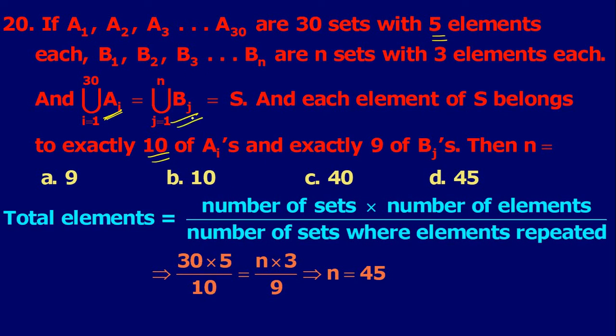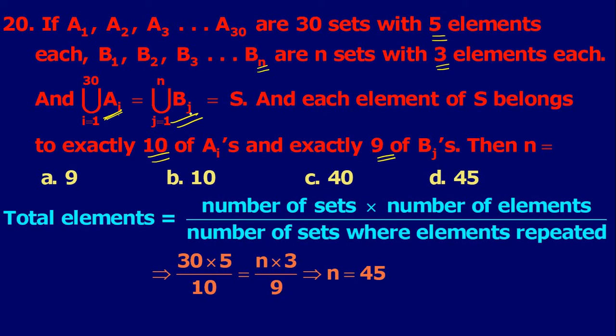Whereas we consider series Bj, that is there are n sets, and each set contains only 3 elements. So total number of elements is n into 3 divided by 9, that is each element is repeated in 9 sets. So here we get 30 into 5 divided by 10 for A series, equal to n into 3 divided by 9 for B series.